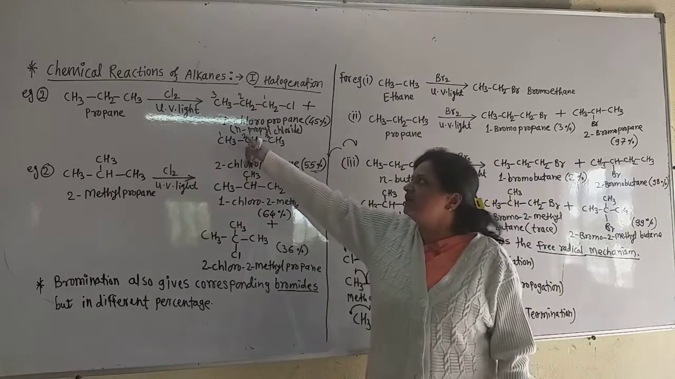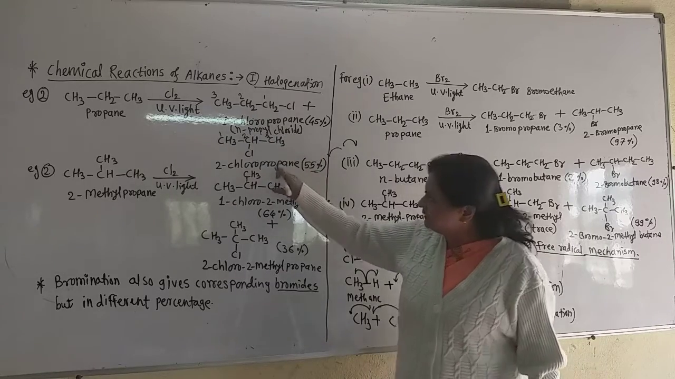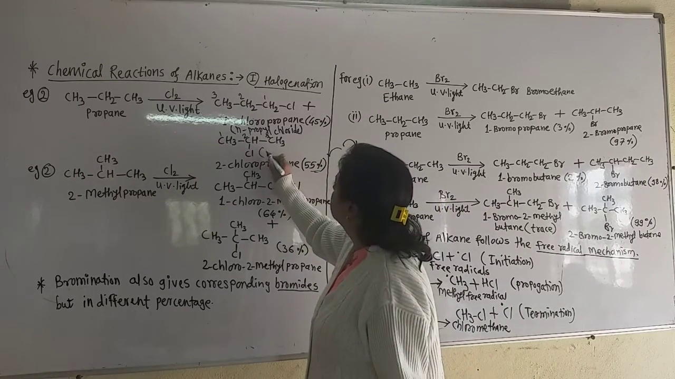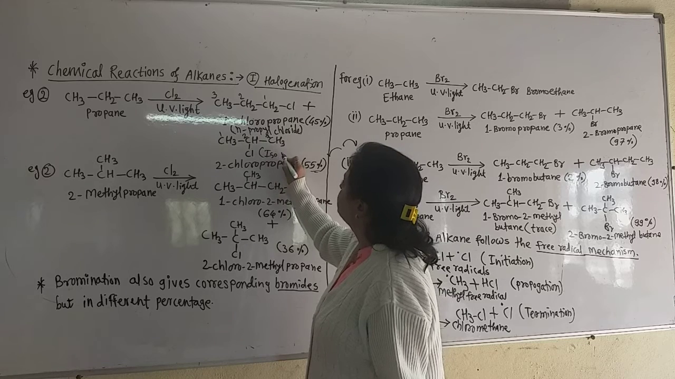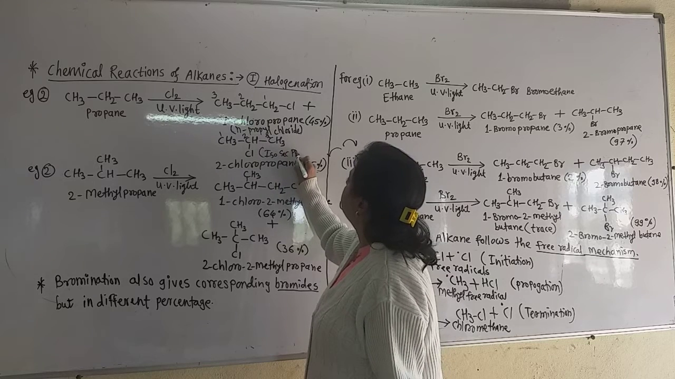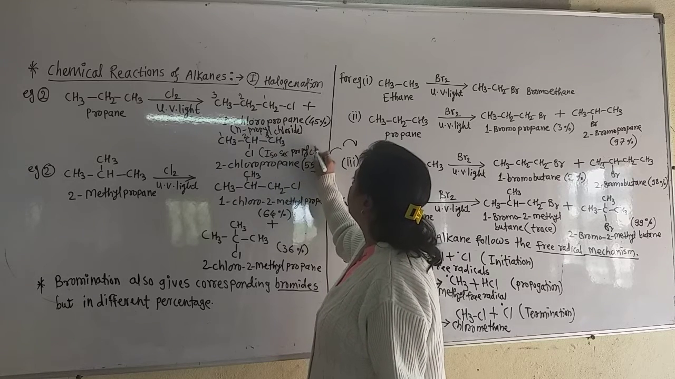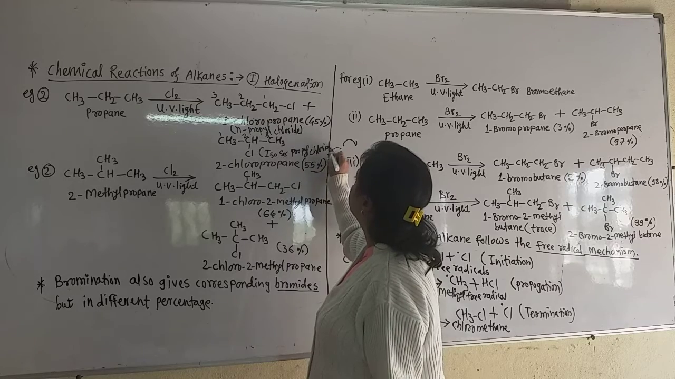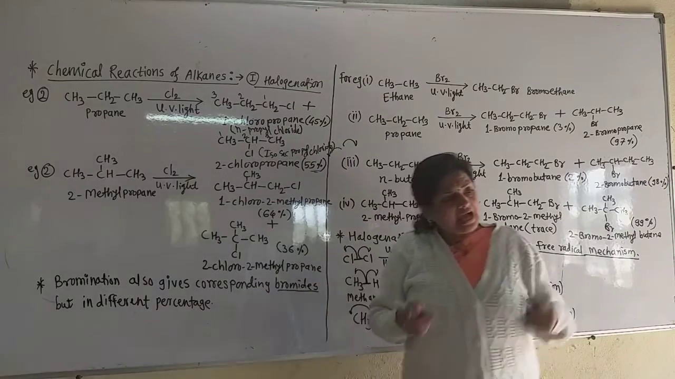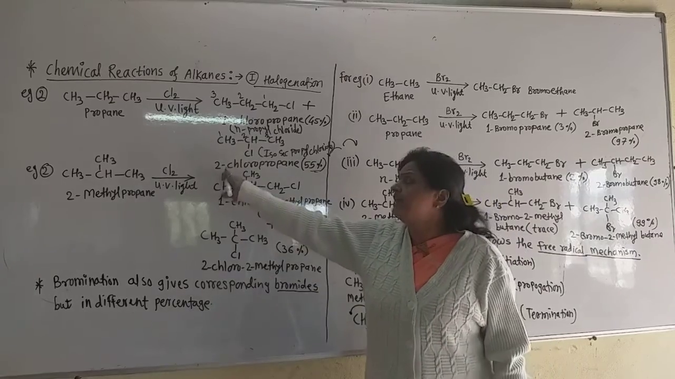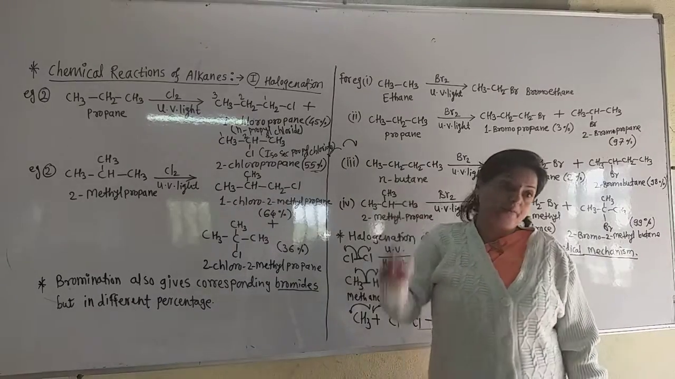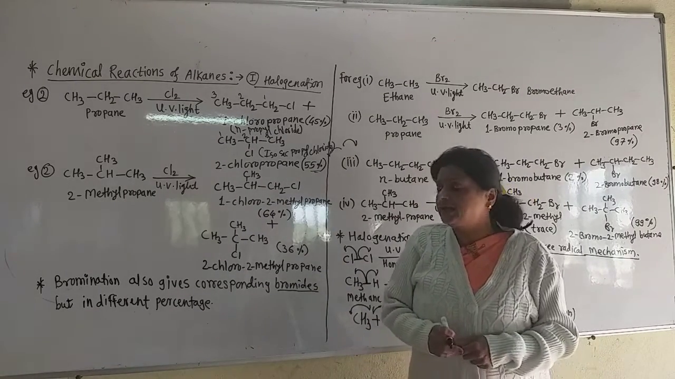First one is the normal propyl chloride, and what is the common name of this? Iso or secondary propyl chloride. Remember that, very important, both of the names. But in the IUPAC name system, it is called 2-chloropropane. Now let us see another example.